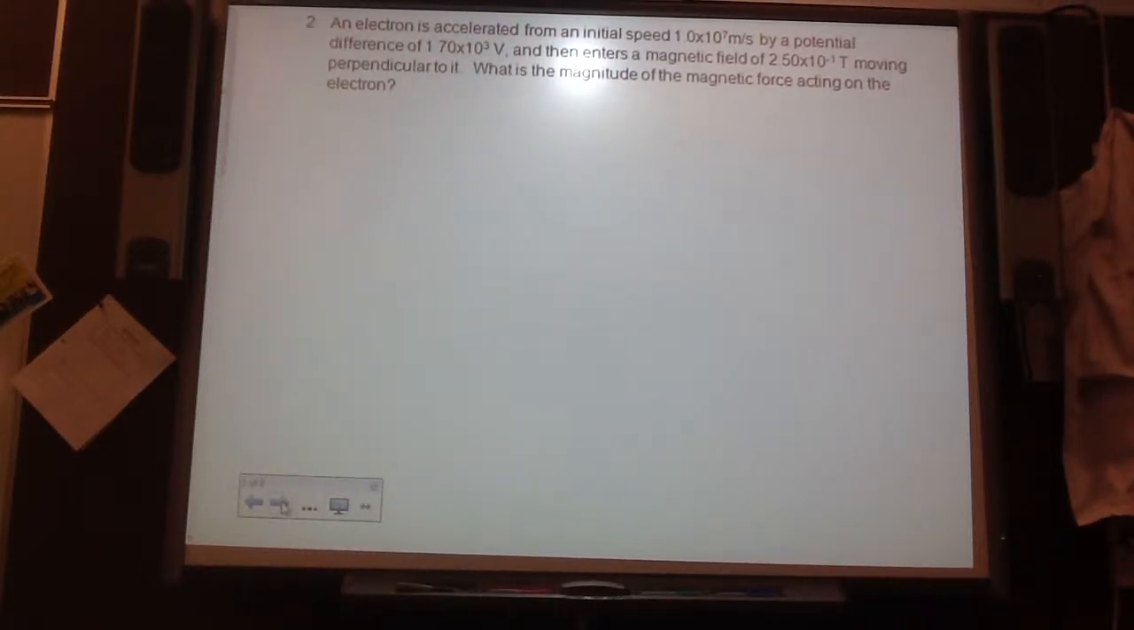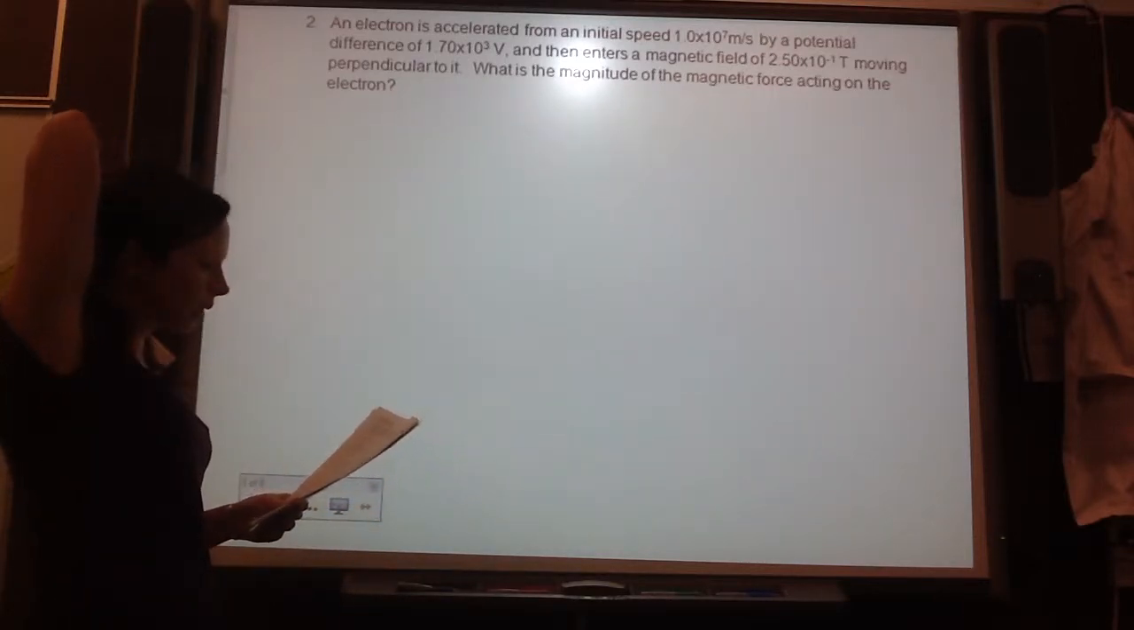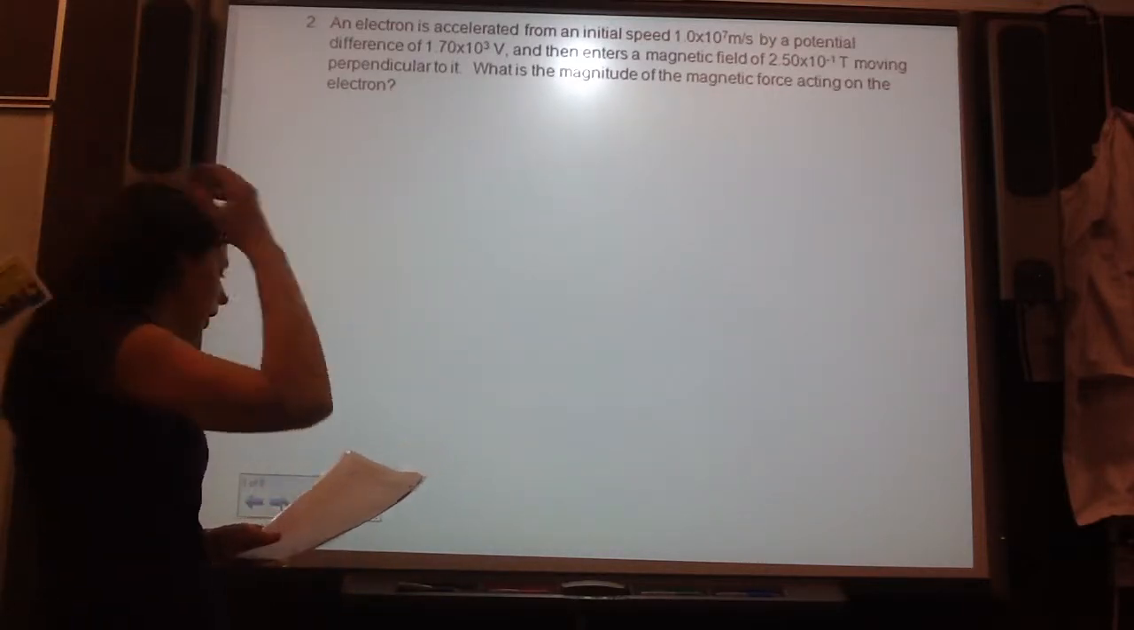Right, so an electron is accelerated, so we know that F net cannot equal 0 since it's accelerating. From an initial speed of 1 times 10 to the 7 meters per second by a potential difference of 1.7 times 10 to the 3 volts. And then it enters a magnetic field of 0.25 Tesla, moving perpendicular to it. What is the magnitude of the magnetic force acting on the electron?